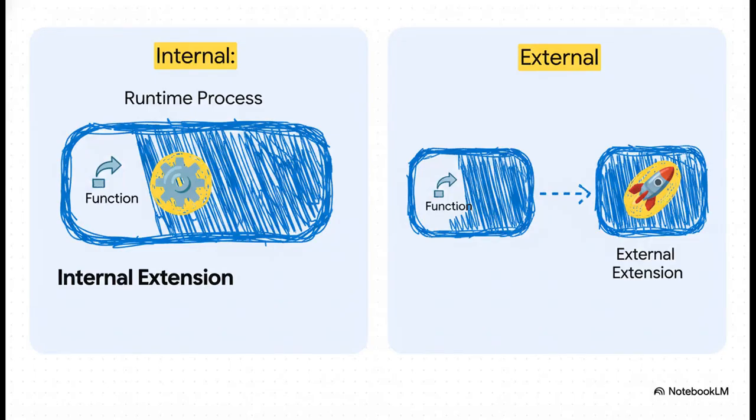Now, this is where it gets really interesting. Extensions come in two main flavors, internal and external. An internal one runs as a separate thread inside your function's runtime. But an external extension, and this is the big deal, runs as a totally separate, independent process. And that means two huge things. One, it can be written in a completely different language than your function. And two, it can actually keep running even after your function has finished its work and returned a response.